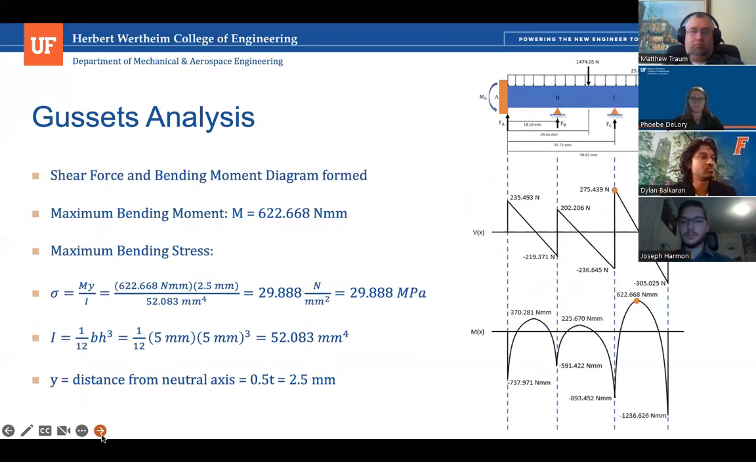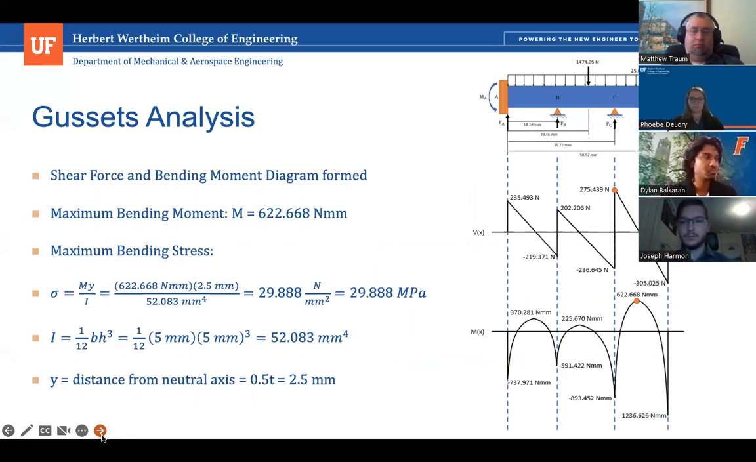Using these forces and moments, a shear force and bending moment diagram was formed. From this diagram, we discovered that the maximum shear force would be 275.439 newtons, and the maximum bending moment would be 622.668 Newton millimeters. Using this maximum bending moment, the maximum bending stress could be calculated using the formula sigma equals My over I, where M is the given moment, y is the distance from the neutral axis, and I is the second moment of inertia.